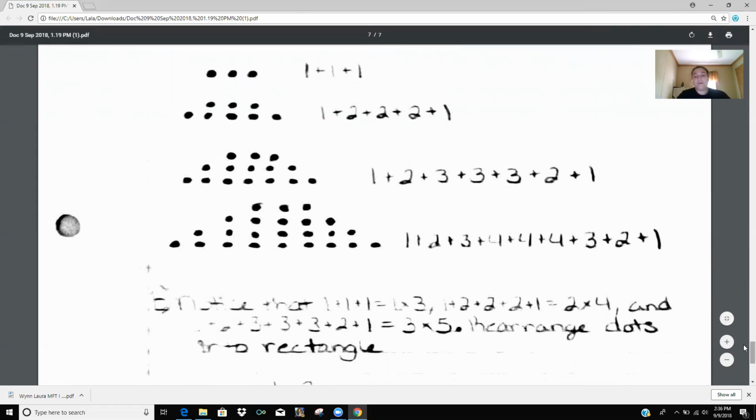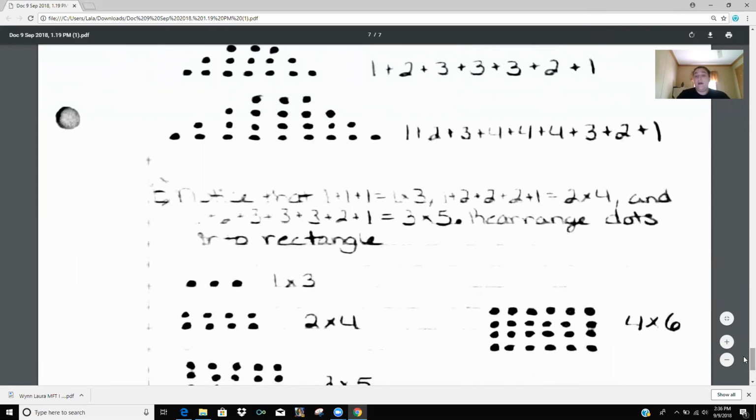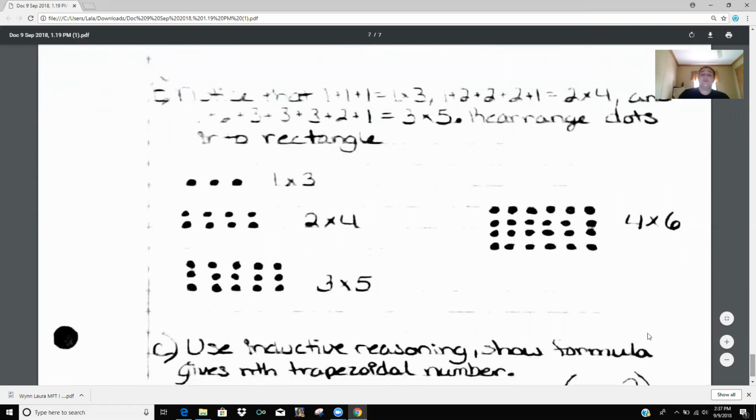And if you can kind of see, the shape of a trapezoid is present. All right, part B of this one, it says notice that 1 plus 1 plus 1 is 1 times 3, and 1 plus 2 plus 2 plus 2 plus 1 is 2 times 4, and so on. So they want us to rearrange it into rectangles. So here's 1 times 3, 3 dots. 2 times 4, you got 2 rows, or 4 rows of 2. 3 times 5 is 3 rows of 5s, and so on.